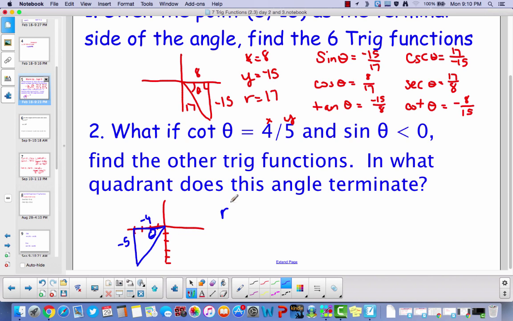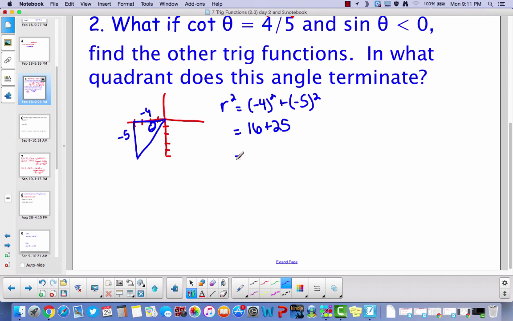So how do we find r? Well, r squared is negative 4 squared plus negative 5 squared. Make sure we don't kill any kittens here. So 16 plus 25. 16 plus 25 is 41. So r squared is 41. So r is the square root of 41. Again, our radius is always positive because it's measuring a distance. So for this particular case, it's the positive value of the square root. So what are the 6 trig functions?